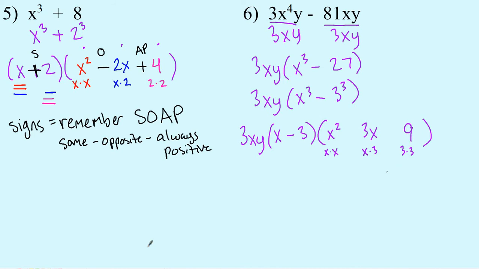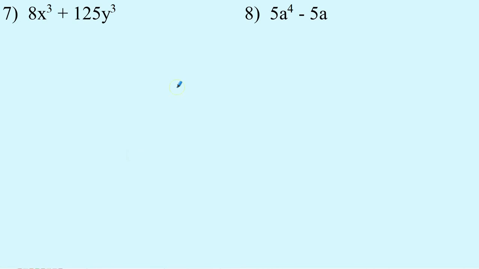Then we think about our SOAP. Same sign as the original, opposite sign as the original, and always positive. So our final answer for this one is this right here. You don't have to write those little numbers down there. All right, let's do some more. Some more cube problems. So you can try these on your own and then I'll walk you through them.